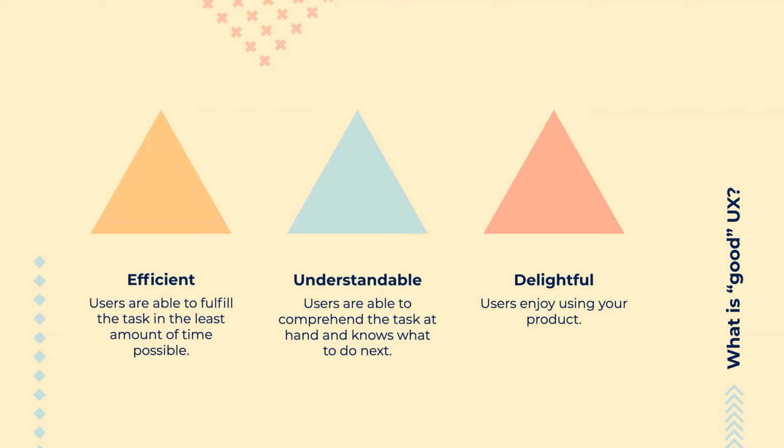And then third would be delightfulness. So users enjoy using your product. They don't only use it because it gets things done, but at the same time, they actually enjoy using it. So take, for example, your t-shirt. You have a t-shirt that, okay, it's okay, I can wear it. There's no holes. It's comfortable.